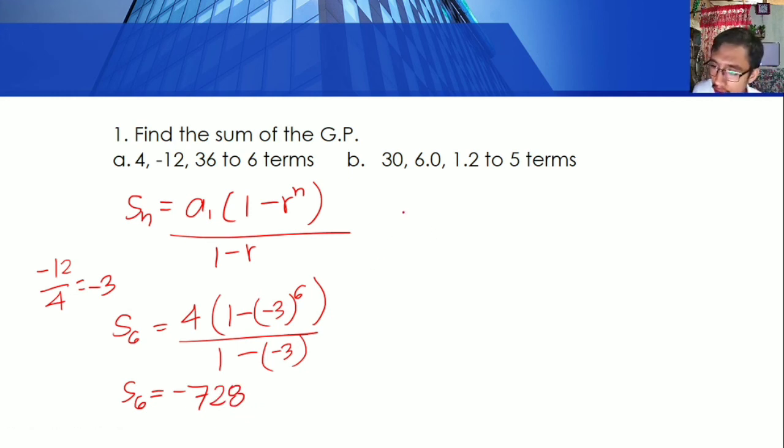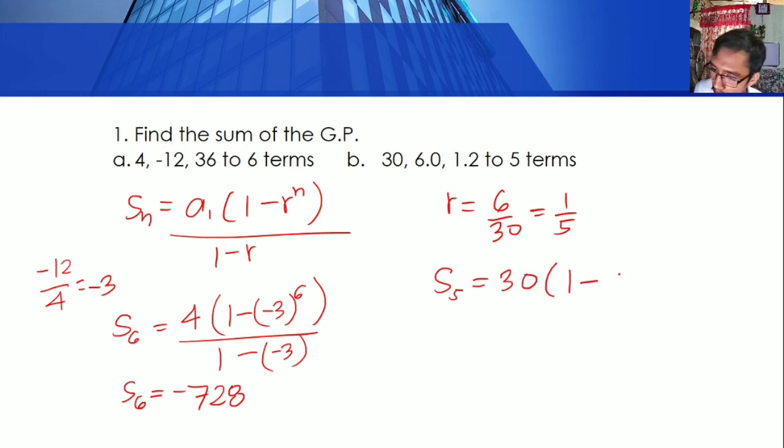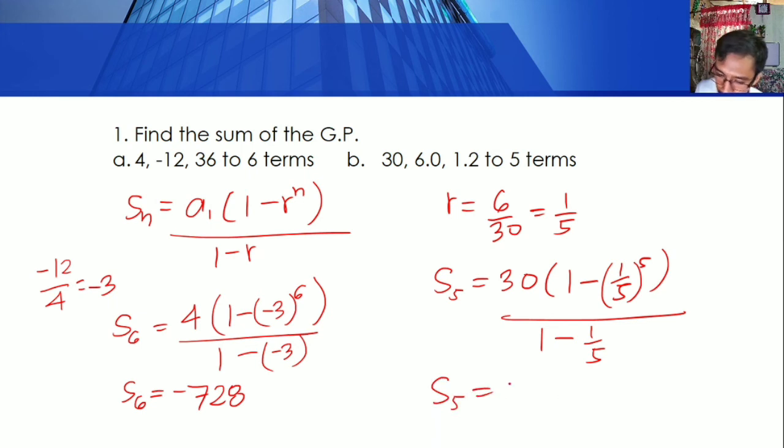So next, kunin natin yung ratio. So R is equal to 6 over 30. So ang common ratio nila is 1 over 5. Therefore, yung S sub 5 natin is equal to first term 30 times 1 minus the common ratio 1 over 5 raised to 5 over 1 minus 1 over 5. So, S sub 5 is equal to 4,686 over 625. Ito yung magiging sagot natin.